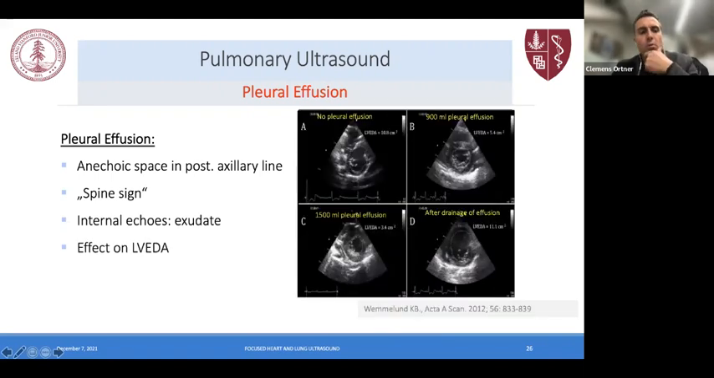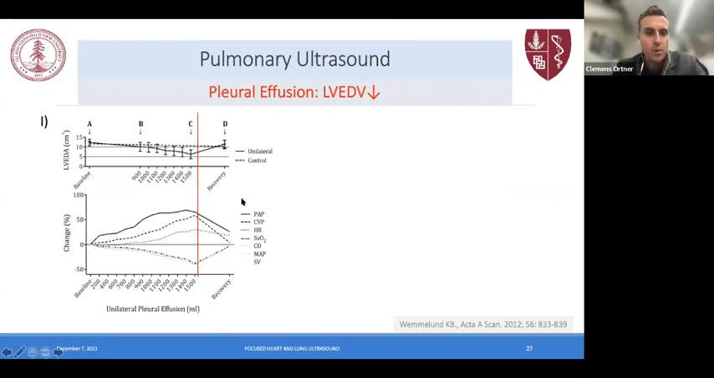What is also very important, pleural effusion might have a very significant effect on your cardiac function, in particular on your left ventricular end diastolic filling and the left ventricular end diastolic area. This is from a study where they artificially caused some pleural effusion in pig lungs.